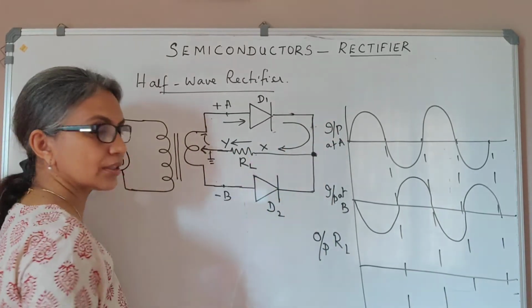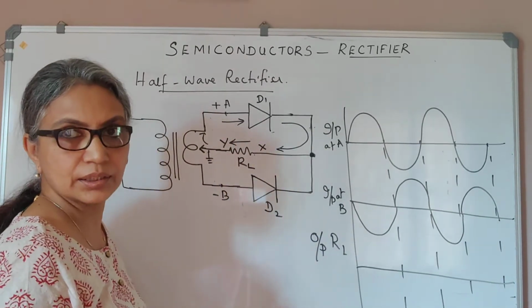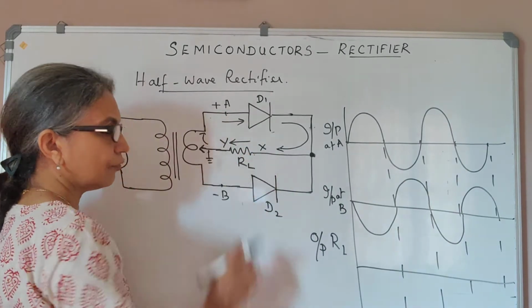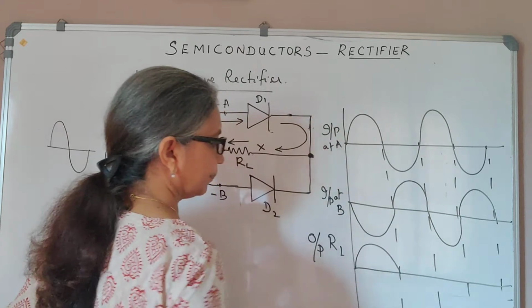So you will see across RL current is flowing from X to Y, and because there is a current, there will be a voltage across RL, V equal to I into R. So we have a voltage across RL here.